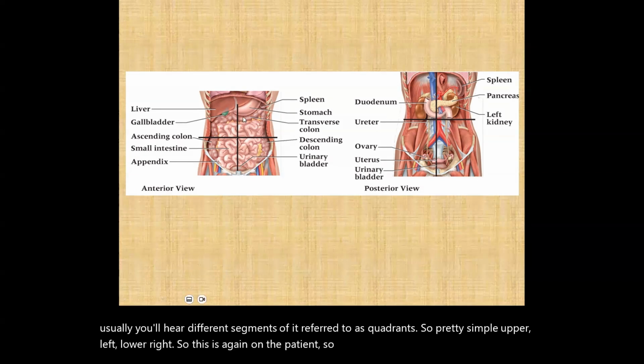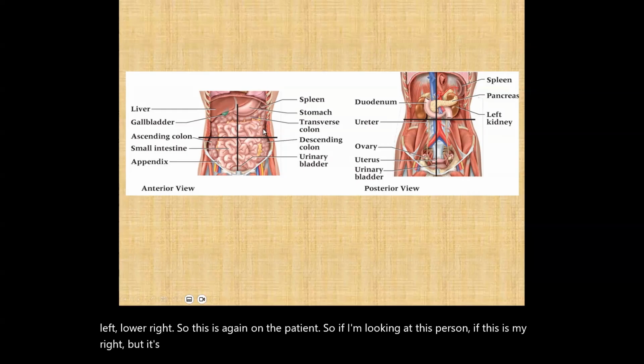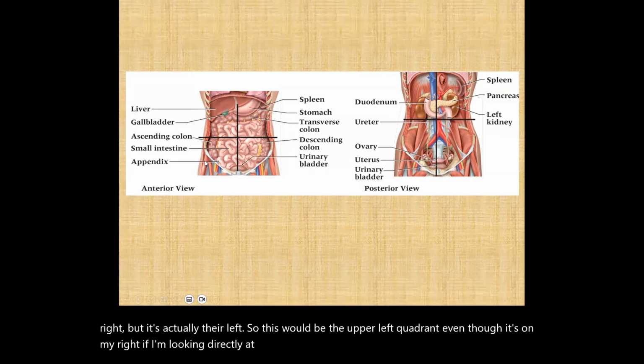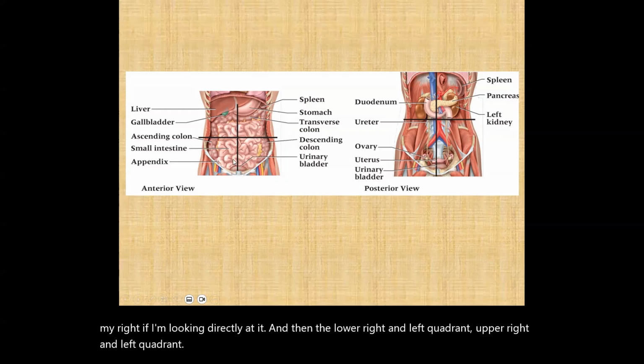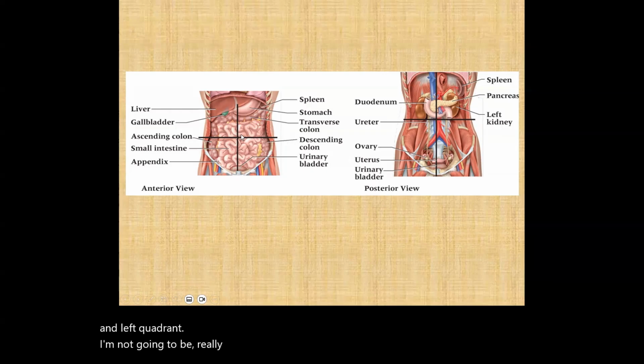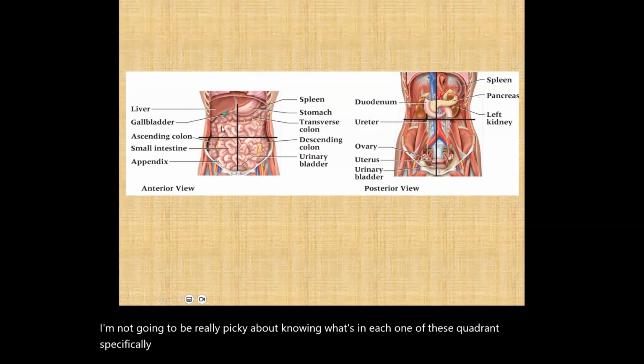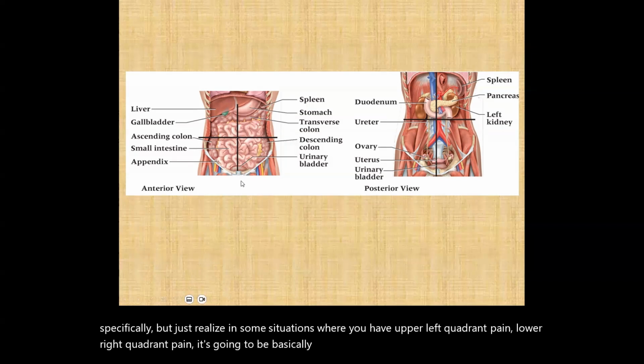So if I'm looking at this person, if this is my right, but it's actually their left, this would be the upper left quadrant, even though it's on my right, if I'm looking directly at it. And then the lower right and left quadrant, upper right and left quadrant. I'm not going to be really picky about knowing what's in each one of these quadrants specifically, but just realize in some situations where you have upper left quadrant pain, lower right quadrant pain, it's going to be basically anything in these borders.